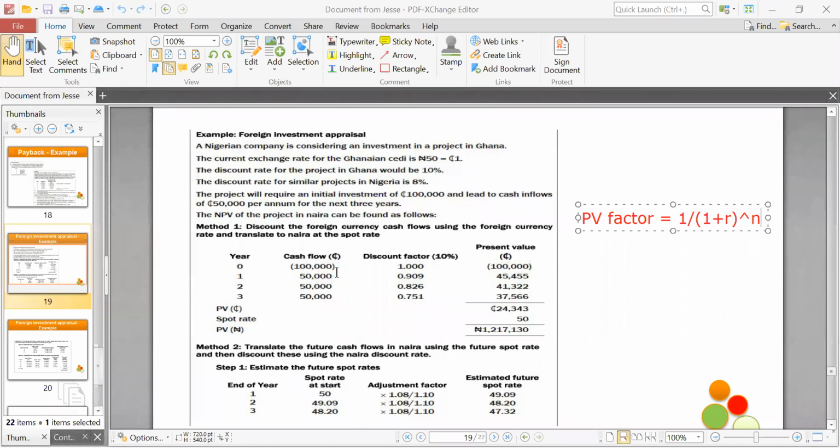Yes, sir. Okay, so this 100,000, you multiply by this present value factor. So 1 divided by 1 plus 0.1 is 1.1 raised to the power 0. Any number raised to the power 0 is what? 1. So in essence, it's simply 1, because we are already in the present. Year 0 is the present, so it will be 1. So if you multiply 100,000 by 1, it should give you 100,000.